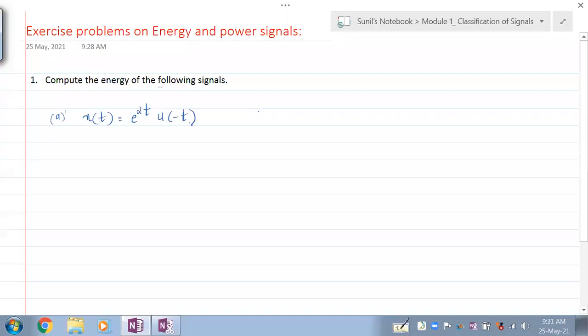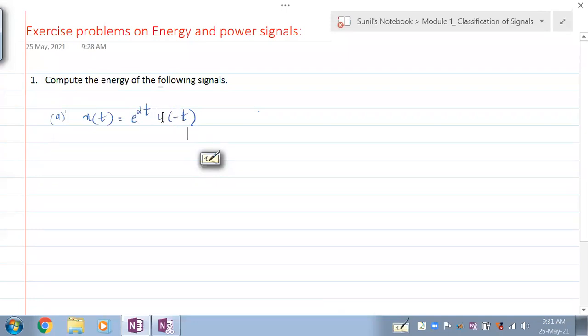In the earlier sessions where we dealt with finding the energy and power, these u of t or the exponentials were not there. Some signals they used to give as a sketch, and we used to find the energy by seeing the sketch. Or we have seen signals which involve just lines or pulses. But here the exponential is involved, and along with the exponential, u of minus t is involved.